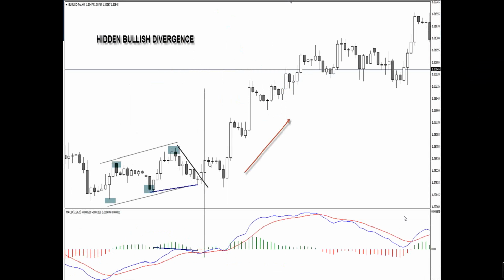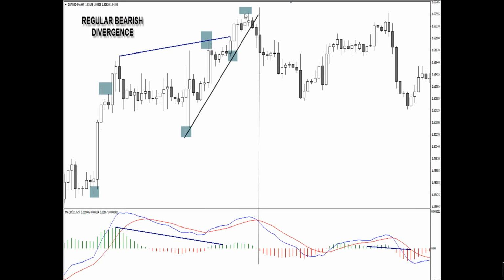A regular bearish divergence. You can see the power of tops and bottoms when you use regular divergence. Look at this, regular bearish divergence. We have basically uptrend. This is the first swing, this is the second swing, and at the third swing the price has made top, and you can see the divergence here.